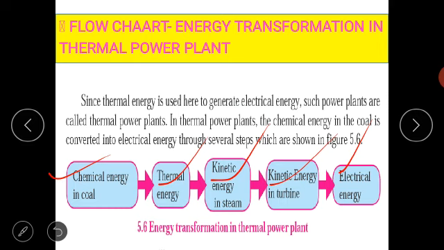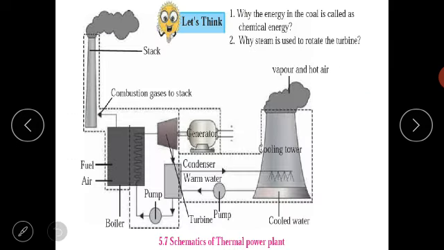And what is the transformation? Heat energy is converted into kinetic energy. Kinetic energy is converted into electrical energy. So there are two transformations that you can study in the flowchart. Okay, so these two transformations occur in a thermal power plant.